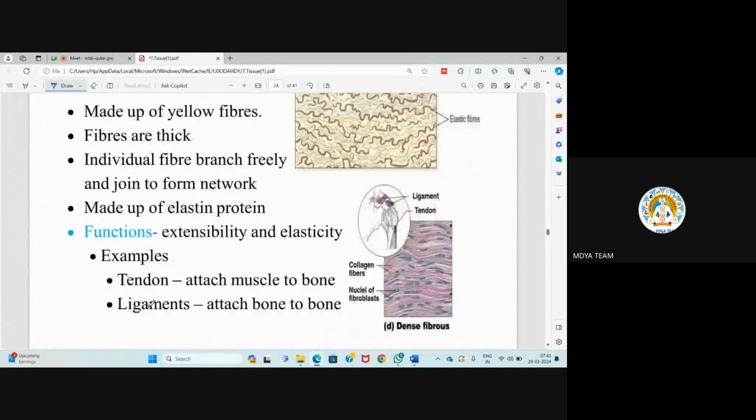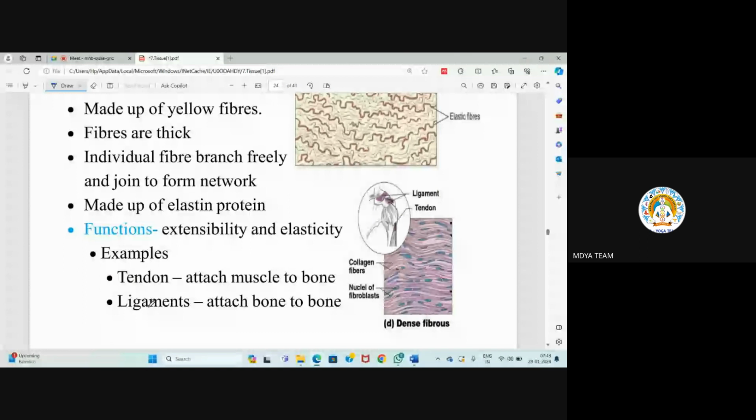So yes, their functions are extensibility and elasticity. Examples are ligament and tendon. Tendon attaches muscle to bone, ligaments attach bone to bone.